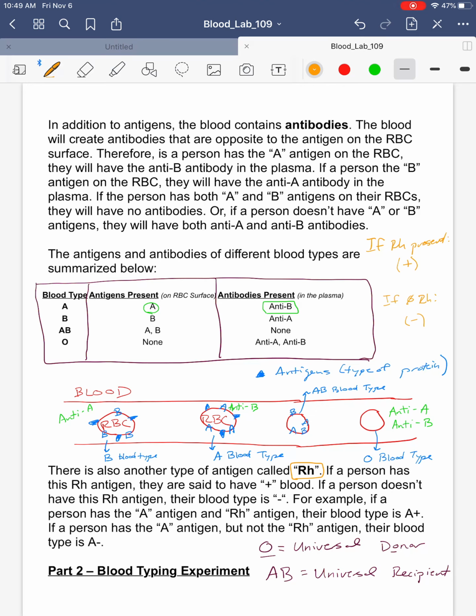So I would suggest you to first understand what we just talked about with the antigens and antibodies, to determine what antigens are present, what antibodies are present, and what their blood type is, which is based off of the antigens. Lastly, just look at the RH. So if a person is blood type A, lastly, we're going to look at the RH. If they have the RH, that becomes an A positive. If they don't have the RH, that becomes an A negative. That is it, my friends.